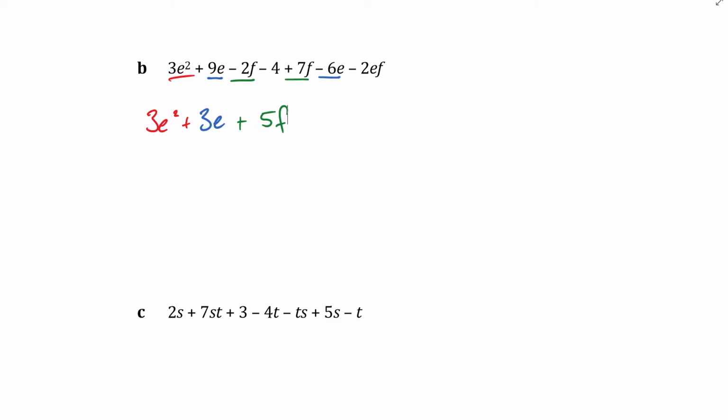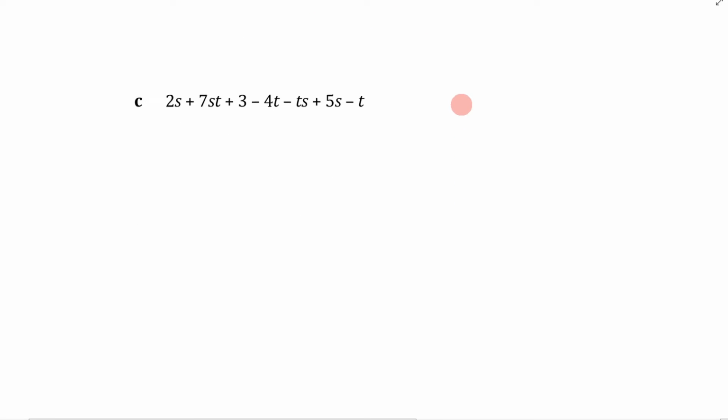And then what else do we have here? So we have a couple other lone ranges here. We have this minus 4, which is just hanging out by itself. And we also have this negative 2ef. And that doesn't have any like terms either. And just like that, we are done. That is our answer. Bang. Next one.